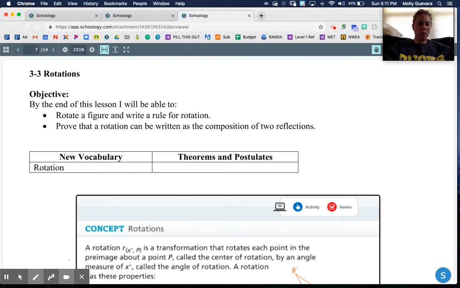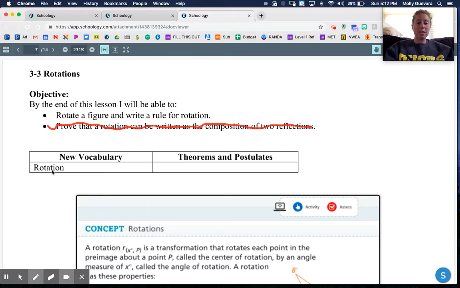And so we have actually only one objective. We're going to cross this objective off today because we're not going to look at it. So the only objective that we have for the day is to rotate a figure and then to write the rule for rotation. So just like we learned how to write a rule for reflection and we learned how to write a rule for translation, we're going to learn how to write the rule for rotations.